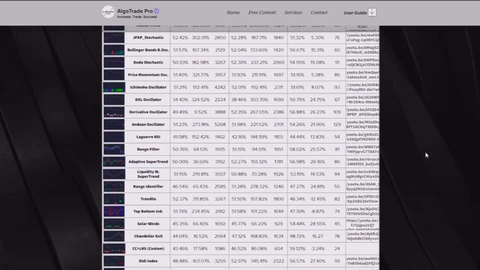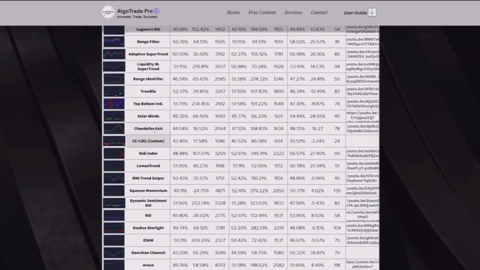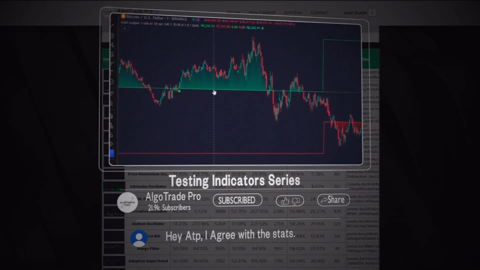After evaluating this custom indicator alongside other indicators in this series, I have decided to place it in this position on our rankings table. But I would love to hear your opinions. Do you agree with this ranking? Let me know in the comments.